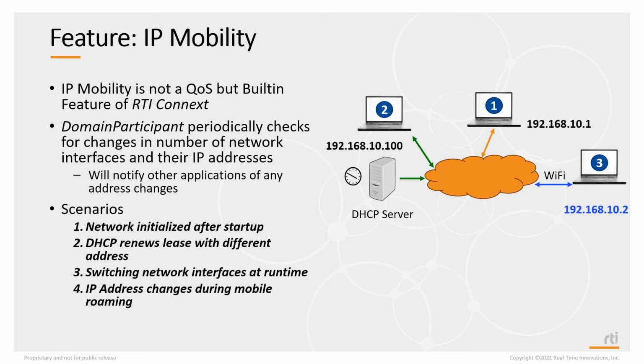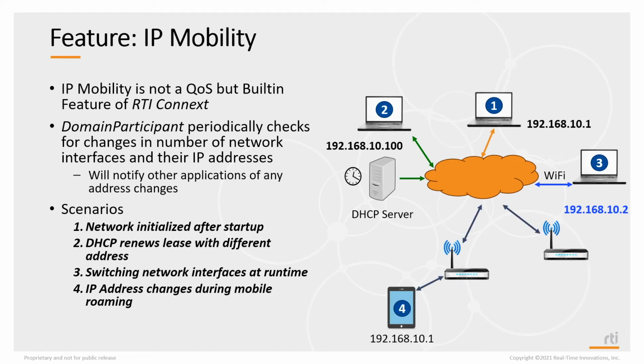And then we really looked at this use case. You have an IP address change when you're moving. So perhaps I have a tablet, I'm connected to a Wi-Fi router, and I'm assigned an IP address by that router. But then I take my tablet and I move to a different part of the building, a different building, and I get a new address, and RTI Connext DDS will automatically detect that change and start using that new address without me having to restart anything.